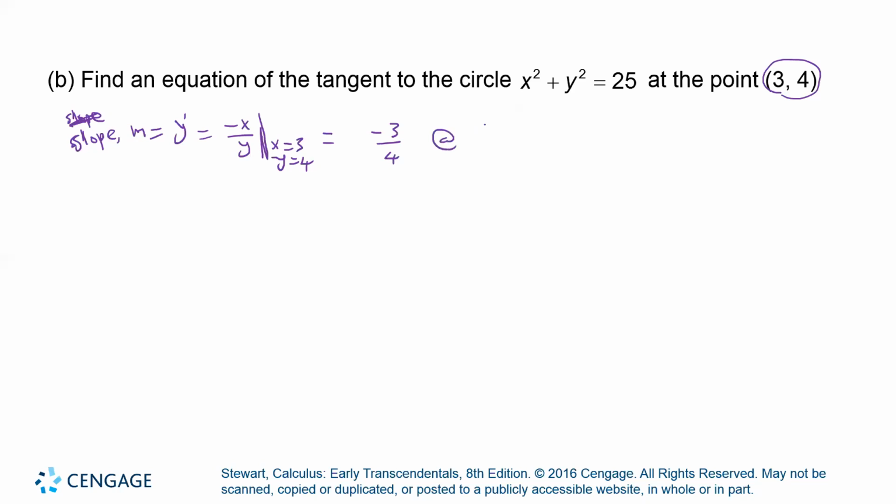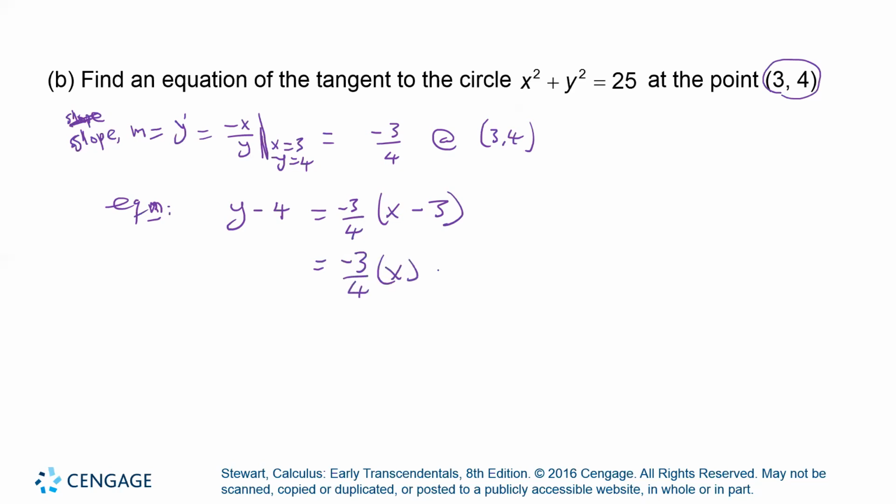So at this point (3, 4), what is the equation of the tangent? The equation will be y minus 4 equal to negative 3 over 4 times x minus 3. Of course, if you simplify this, you have minus 3 over 4 times x, then plus 9 over 4. Then we have y minus 4.